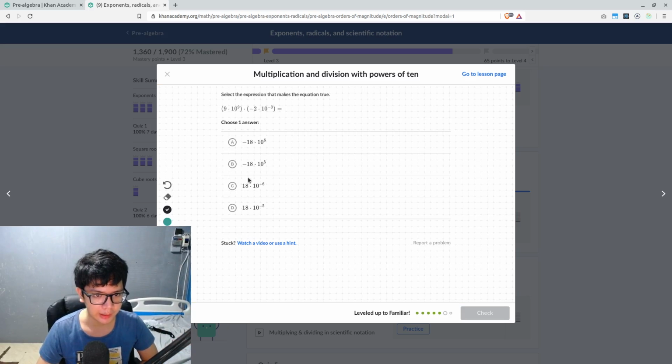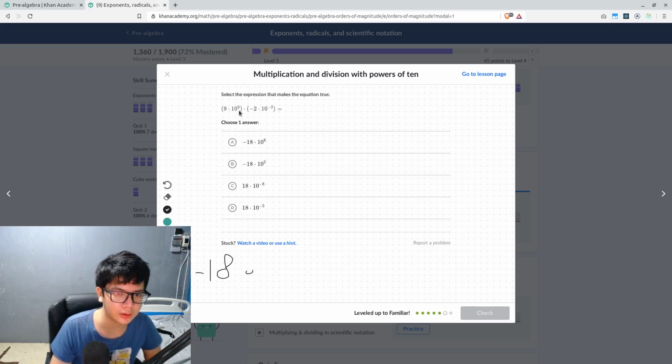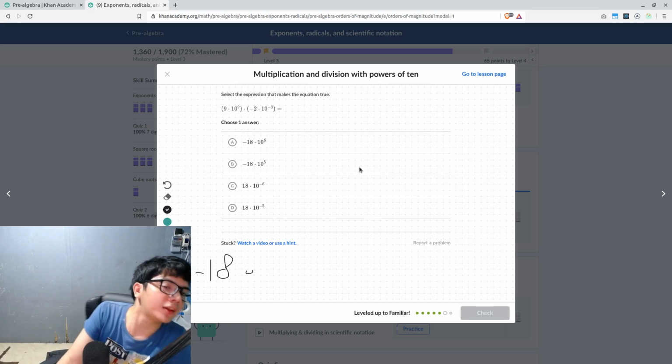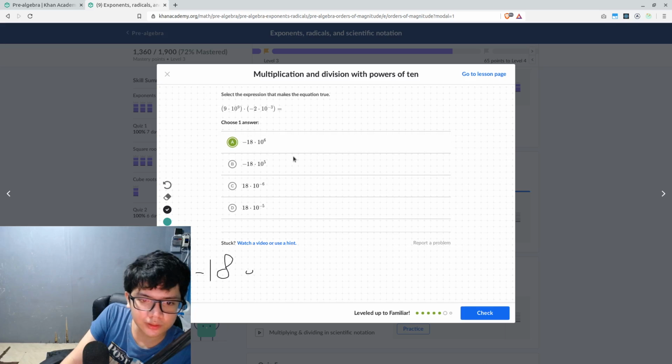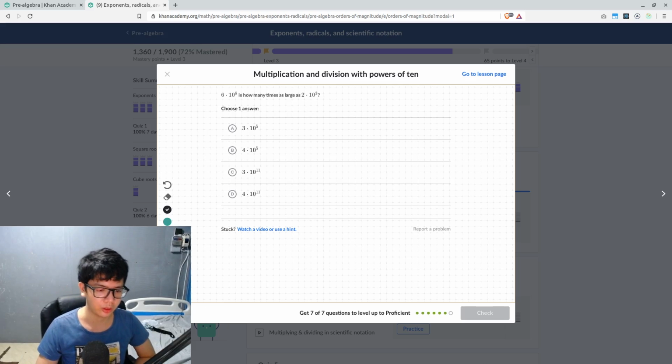I could say 9 times 6 is negative 18 times 10 raised negative 18 raised to 10. Negative 18 times 10 raised to positive 6. Yep. 6 times 10 raised to 8 is how many times as large as 2 raised to 3? Okay, so it's going to be 3 times 10 raised to 11.